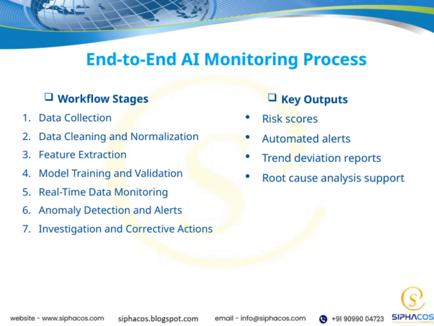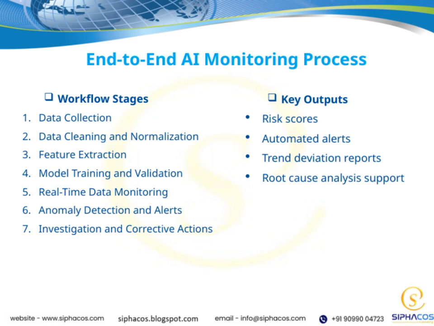Now, this entire process is organized into several workflow stages. We start with data collection, gathering the necessary information from various sources. Next comes data cleaning and normalization, where we prepare the data to ensure accuracy and consistency. Then, we move to feature extraction, transforming raw data into meaningful inputs for our models. After that, we focus on model training and validation, making sure our models are learning correctly and performing well.